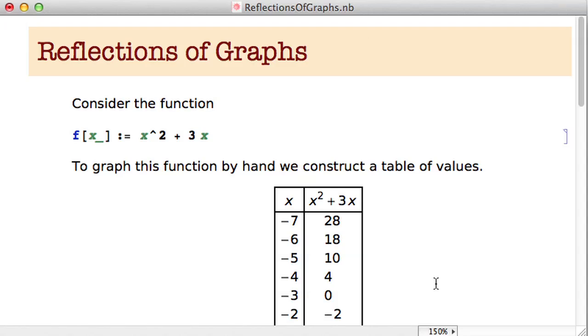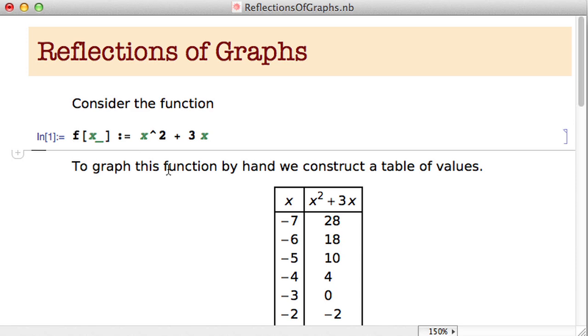Let's talk about reflections of graphs and how to do this in Mathematica. First of all, let's consider the function f of x equals x squared plus 3x. I already have that predefined, but I need to put this into memory for Mathematica, so I hit Shift Return. So I've executed that command, and so now Mathematica knows what f of x is. Notice that the font color of f changed from blue to black.